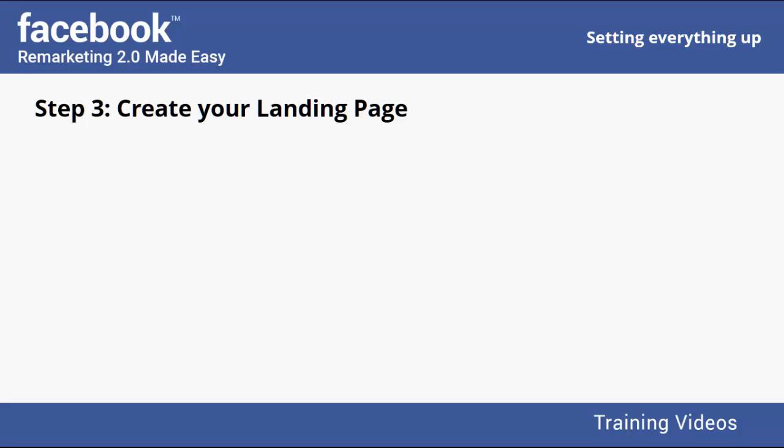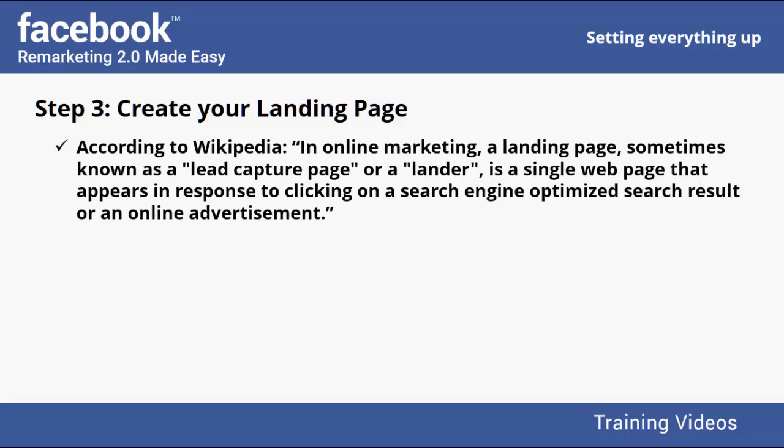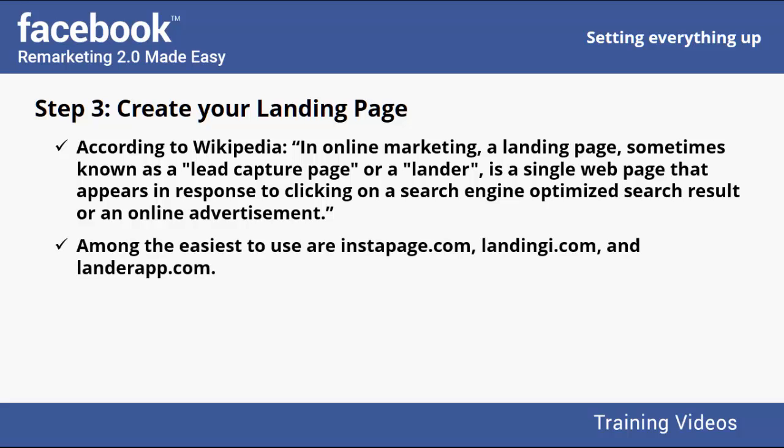Step 3. Create your landing page. Now, you need a landing page for the opt-in form that your autoresponder service will provide you, and also the lead magnet you have prepared. According to Wikipedia, in online marketing, a landing page, sometimes known as a lead capture page or a lander, is a single web page that appears in response to clicking on a search engine optimized search result or an online advertisement. If you Google landing page builders, you'll find all kinds of awesome services, so you can easily set up your landing page. Among the easiest to use are Instapage.com, LandingGI.com, and LanderApp.com.